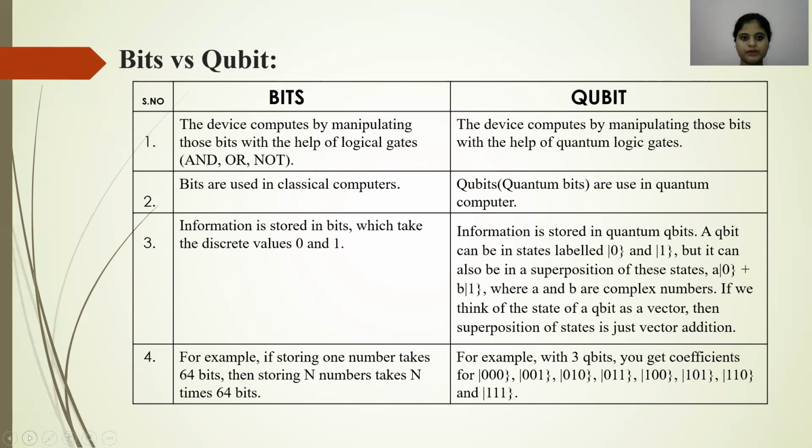Let us look at an example. For bits, if storing one number takes 64 bits, then n numbers take n times 64 bits. For qubits, for every extra qubit we get to store twice as many numbers. For example, with 3 qubits, we get coefficients for 000, 001, 010, 011, 100, 101, 110, and 111. Bits are slow, qubits are way faster. A bit's circuit behavior is based on classical physics. A qubit's circuit behavior is based on quantum mechanics.